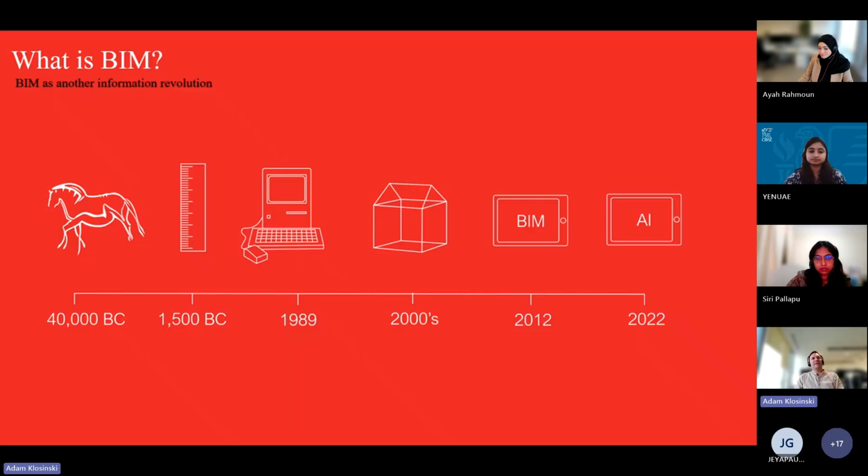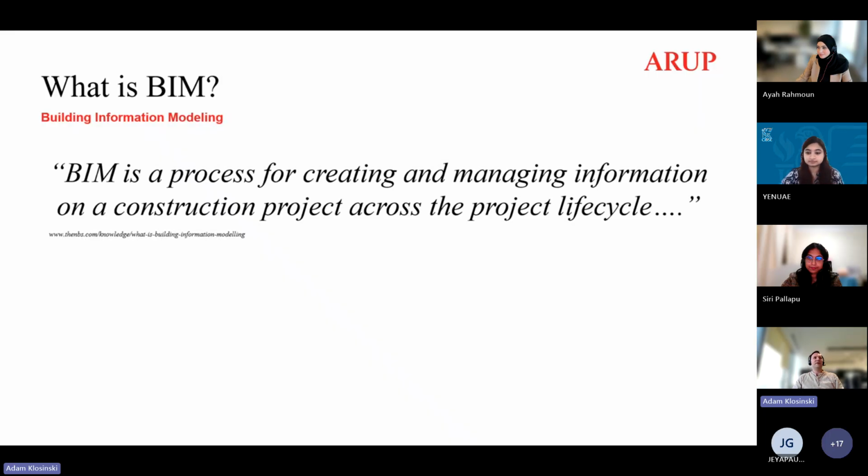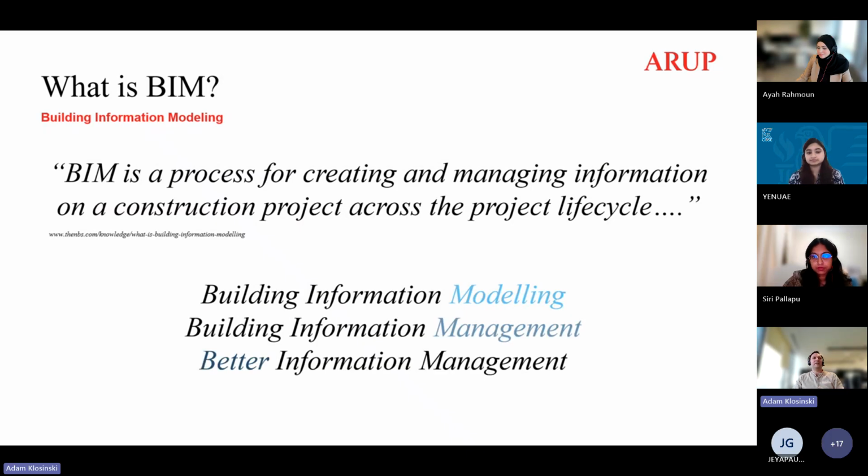Okay, starting with the definition of BIM. I like to perceive BIM as another information revolution. From the very beginning, when computers were developed, our world has been changing quite rapidly, especially within the last year with the AI revolution. This change is even logarithmic. And by the end of this presentation, I will also show you how BIM is connected to AI. In terms of the definition, there are many different definitions within BIM.